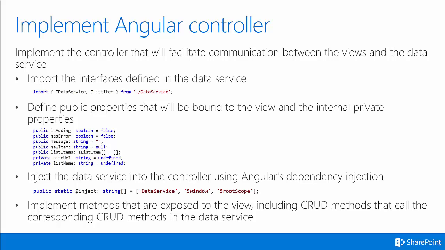So to implement the controller, you'll follow these steps. You first import the interfaces defined in the data service. Then you'll define public properties that will be bound to your view and the internal private properties as well. Then you'll inject the data service into the controller using Angular's dependency injection capability. And then finally, you'll implement the methods that are exposed to the view, so things like the CRUD methods that call the corresponding CRUD methods in the data service.